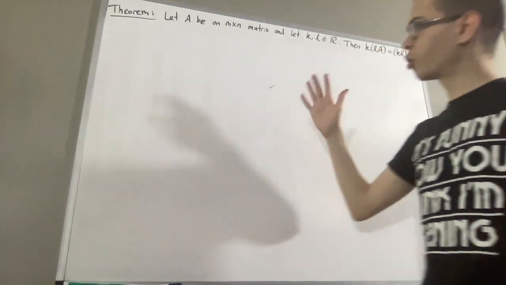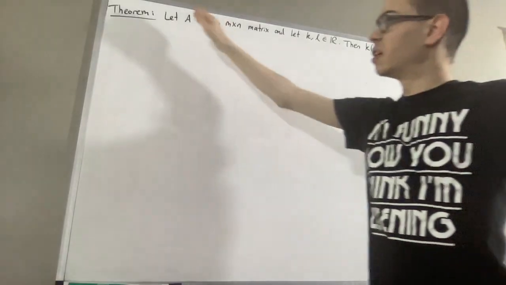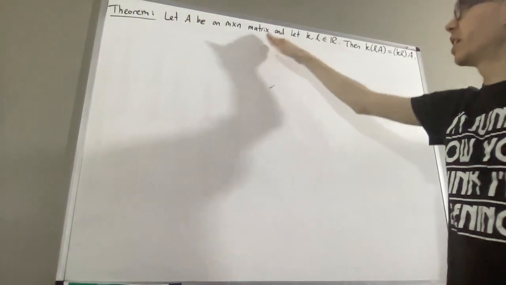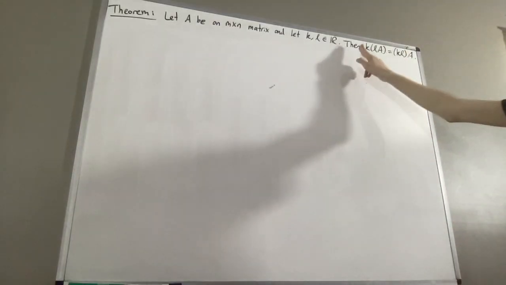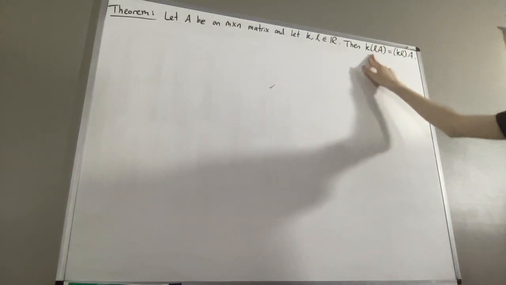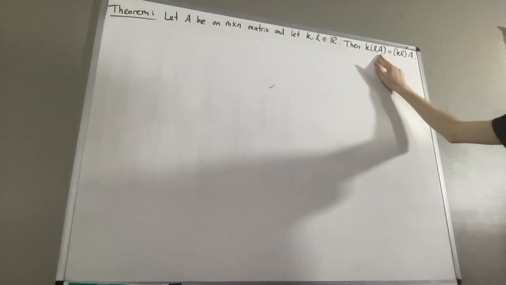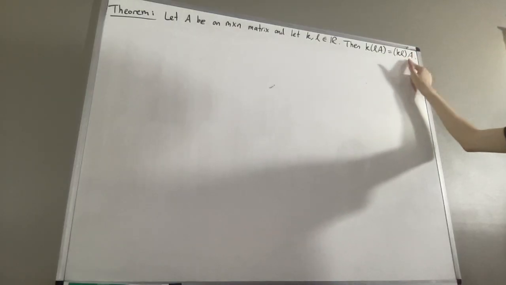Hello! In this video, we are going to prove the following theorem. Let A be an m by n matrix, and let K and L be real numbers. Then the matrix K times LA is equal to the matrix KL times A.